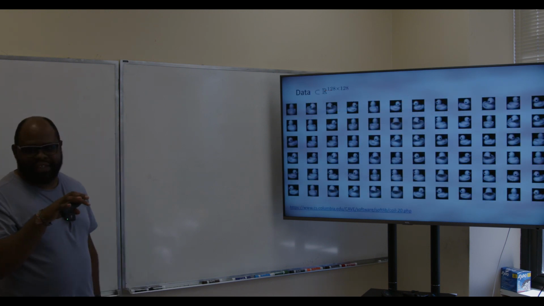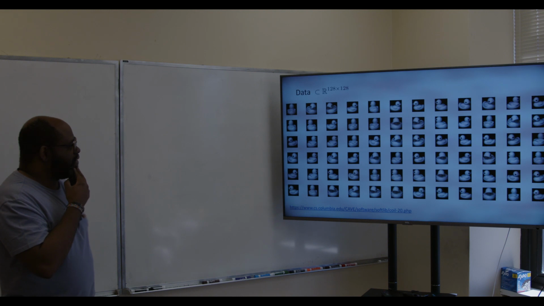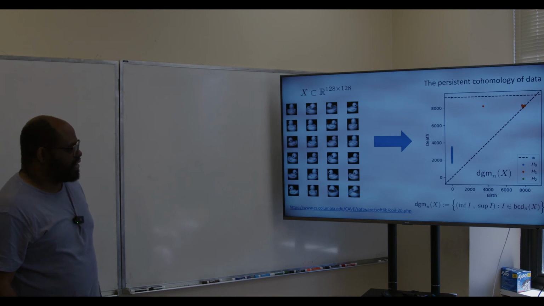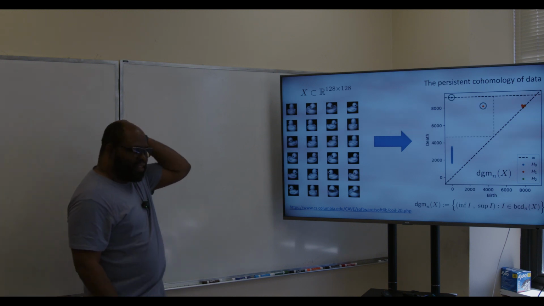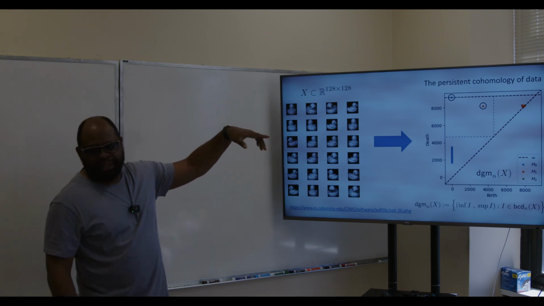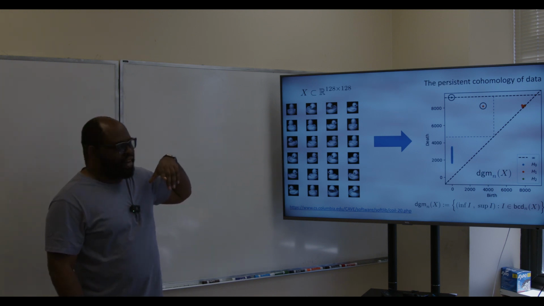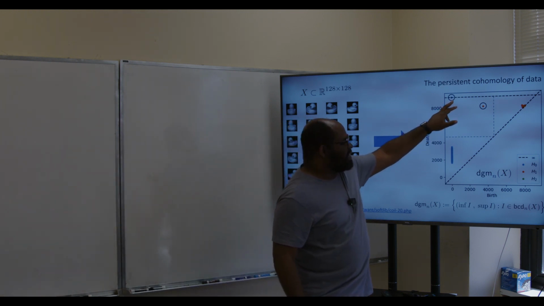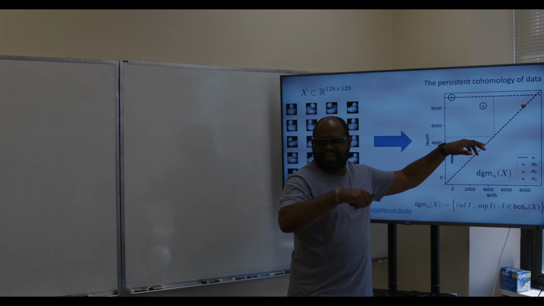Okay, so here's a silly example. A bunch of little duckies in different positions. So that's the data set. Here is the persistent cohomology of this data set. And hopefully what you can see is that you have two classes, one in dimension 1, one in dimension 0, which is telling you that the data is likely connected and it likely has a hole in dimension 1.